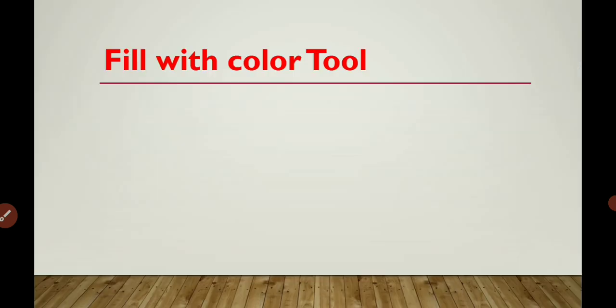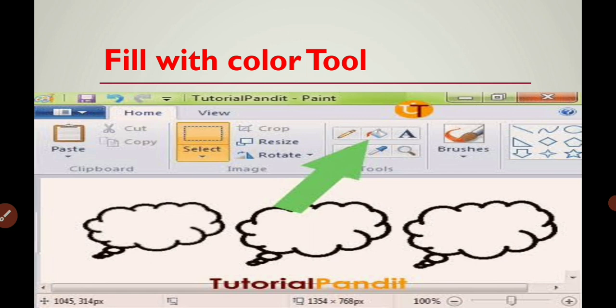Next one, fill with color tool. Fill with color tool. So this fill with color tool looks like a bucket which has color in it. It just looks like a bucket shape.